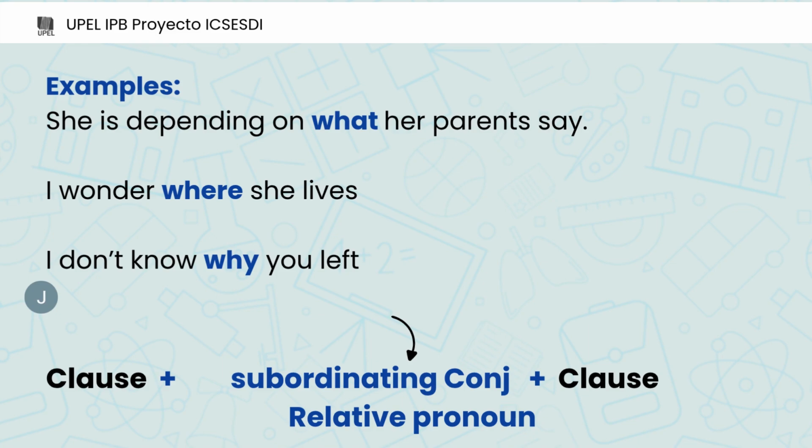So let's continue. I wonder where she lives. Look at this. You have a subject after the word where. That's very important. That's a very good clue for you to know this is a noun clause. The other example says, I don't know why you left. The same case, you have two complete clauses joined by the word why.